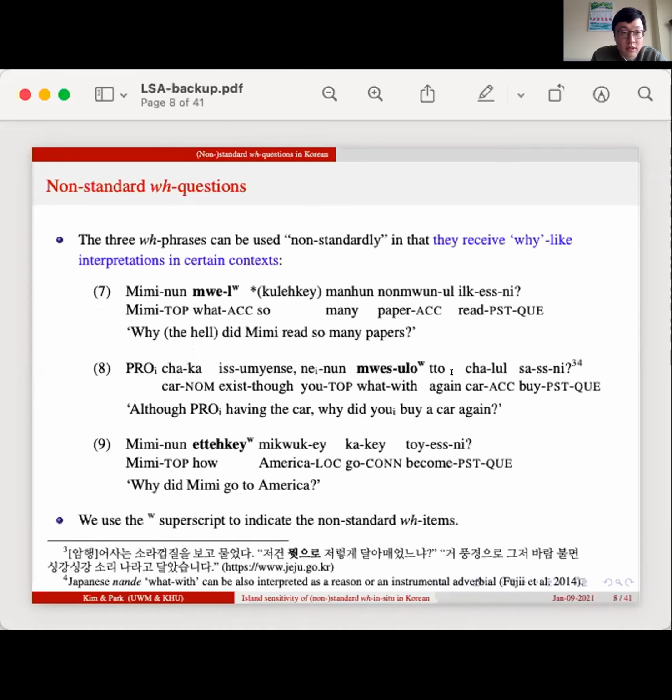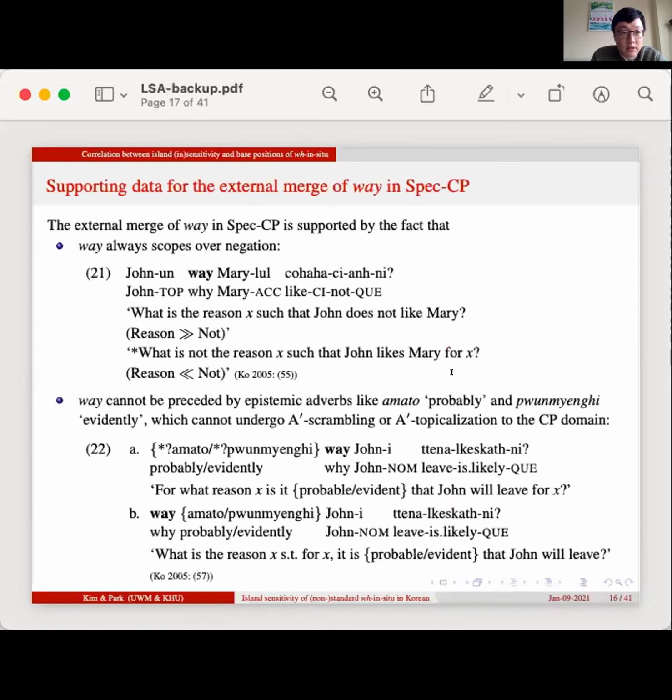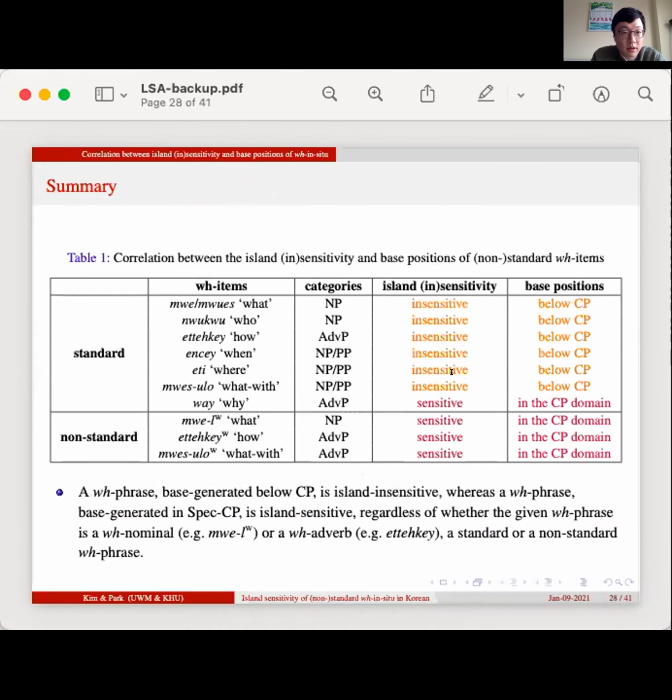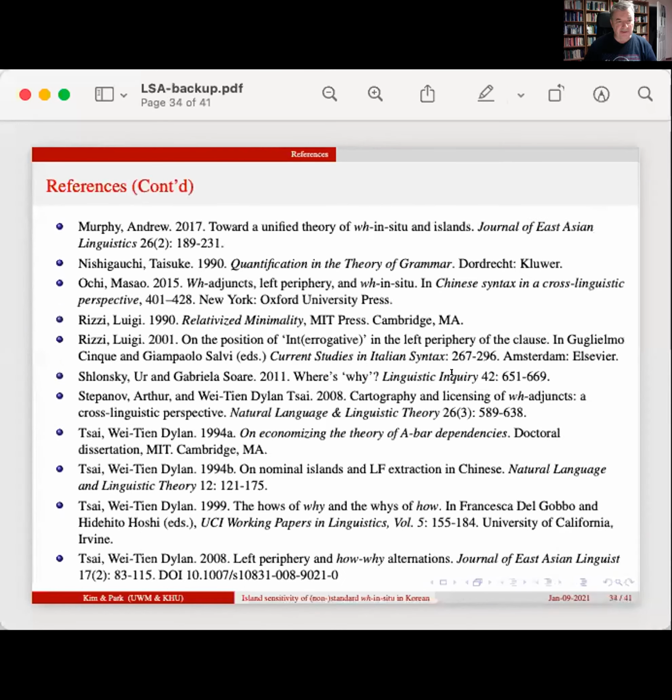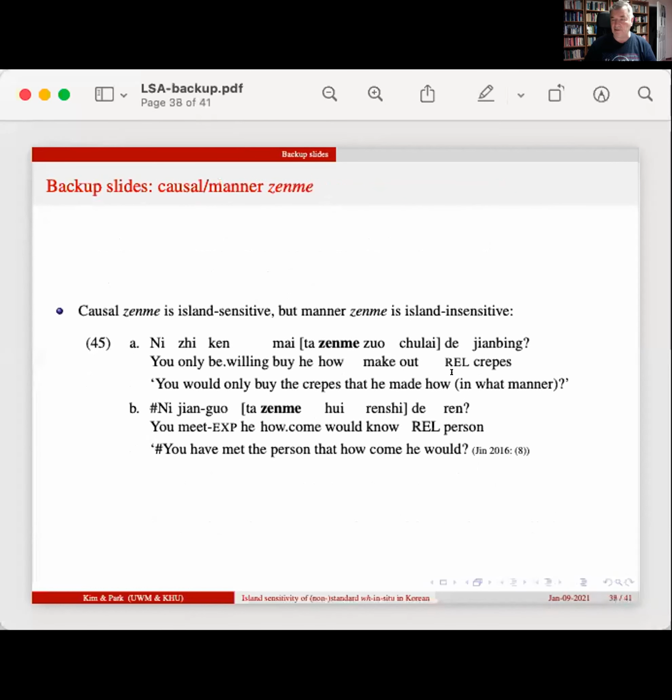So do you want to see the data in other languages? I didn't quite get whether it has the same property as Chinese, where you have this expression. But whether in Korean it is also just merged first, and then you have an LF movement. Yes, here I adopt the LF movement approach. Okay, so the element here would be zenme. How do you pronounce it? Zenme?